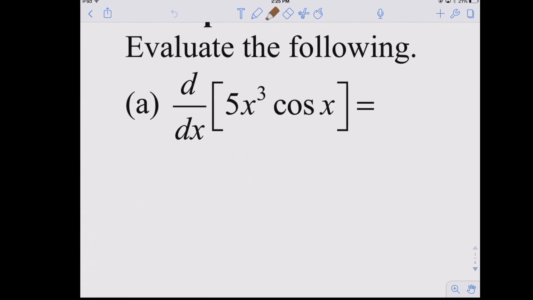We see that we're taking the derivative of 5x cubed times cosine of x. That is the product of two variable functions. The 5, you can just associate it with the x cubed. Constant multiples do not have to count as their own function. You can just associate them with the closest variable function.